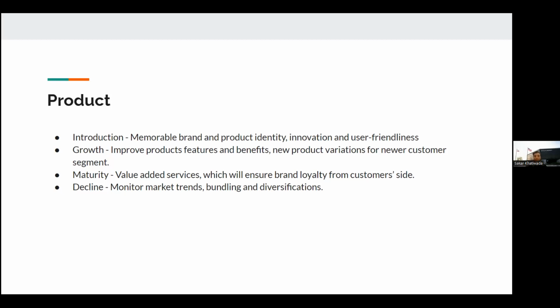So during the growth stage, we have already talked about how Worldlink is currently in its growth stage. The primary goal of a company would be to expand its product's market share and to increase sales. So Worldlink has been actively working on increasing its market share and sales right now. In this stage, Worldlink should focus on improving the quality of its product by adding new features and benefits that appeal to the customers.